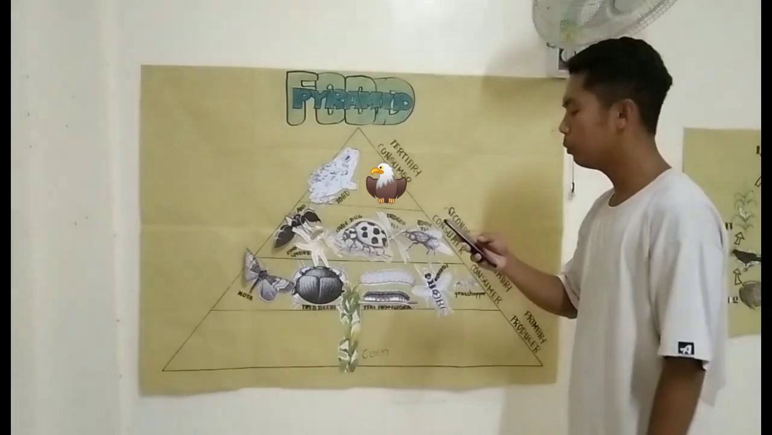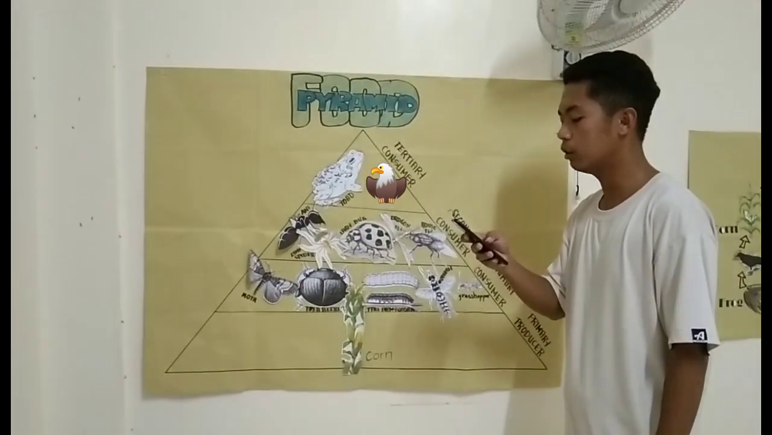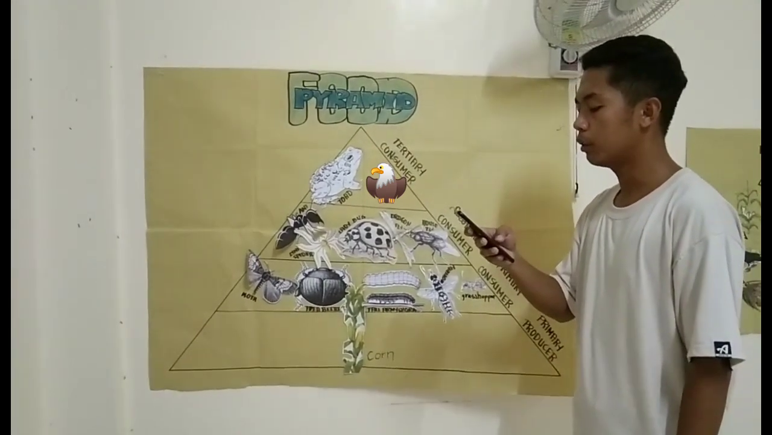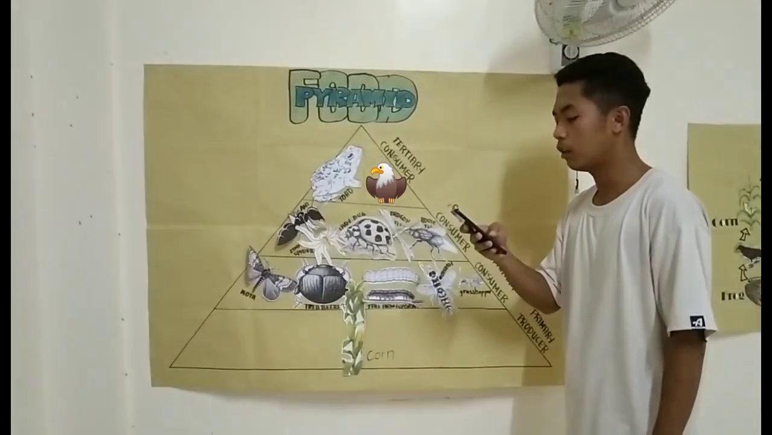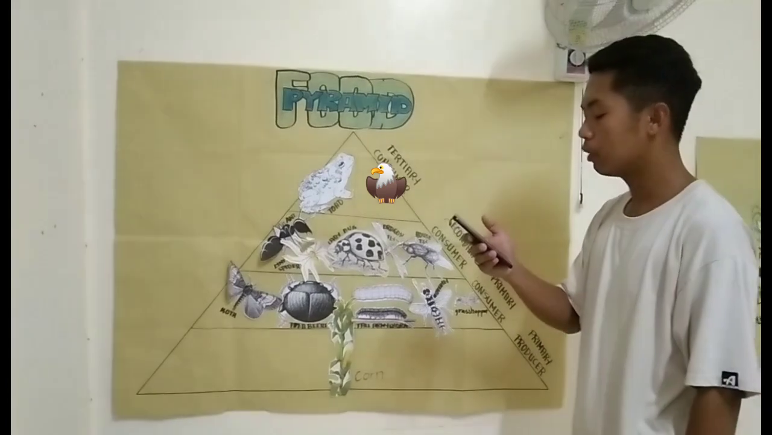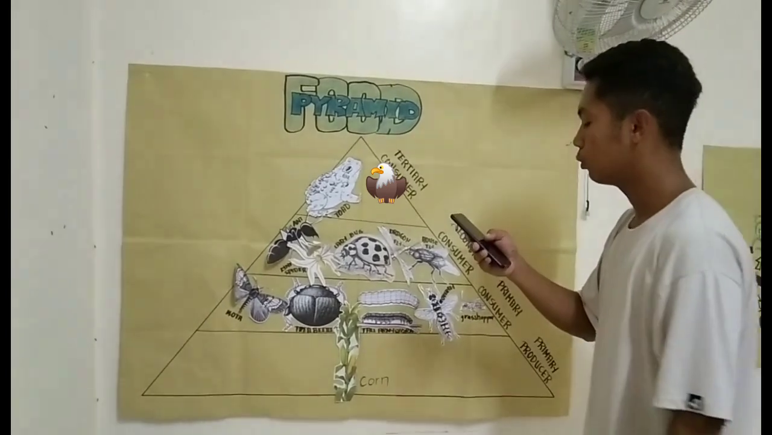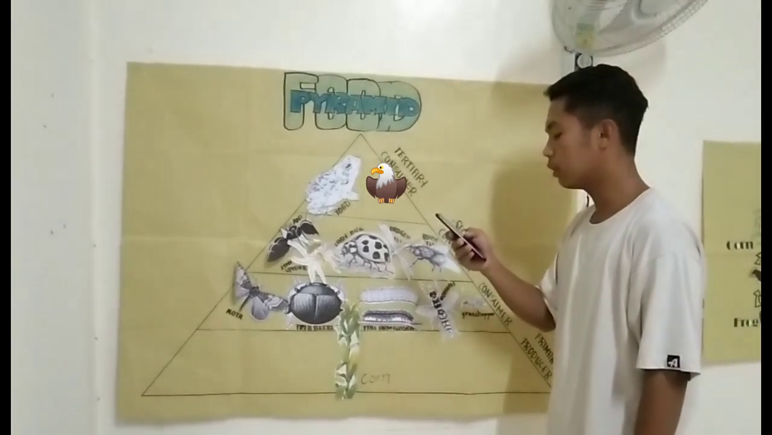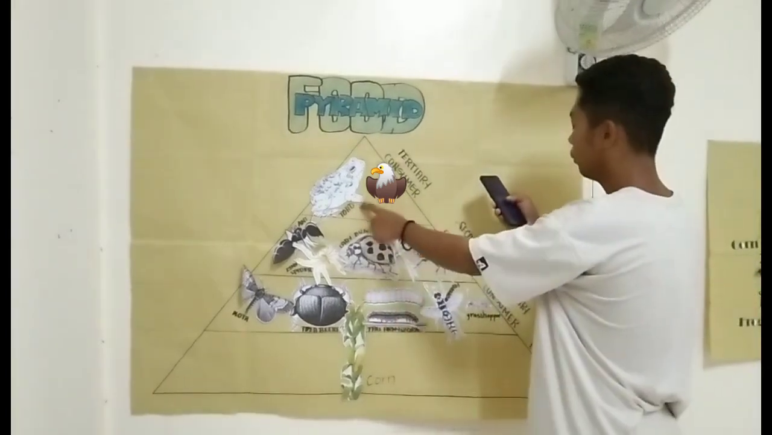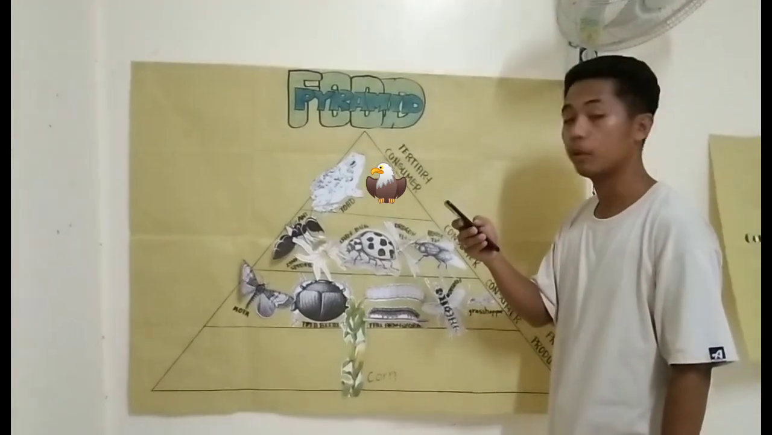Food pyramid. A food pyramid is a graphical representation showing the relationship between different organisms in an ecosystem. It shows the flow of energy at different trophic levels. The grasshopper in the food pyramid is a primary consumer. The next level in the food pyramid is a secondary consumer because it eats the primary consumer, the grasshopper. The top level is the tertiary consumer because it eats the secondary consumer.